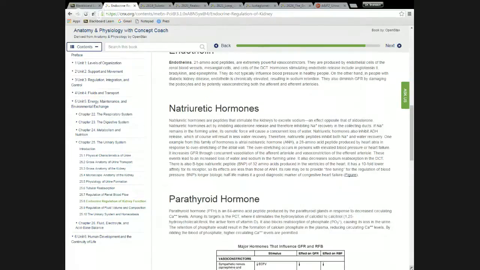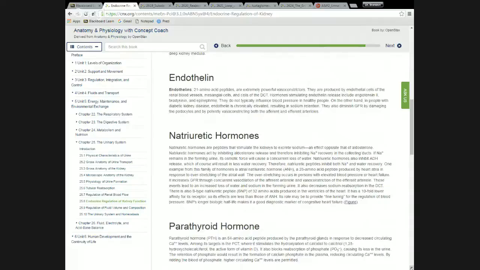Now, I kind of wish they didn't do this, but every book does this, and it's fine. This section is addressing hormones that affect kidney function. And so they're going to include parathyroid hormone.